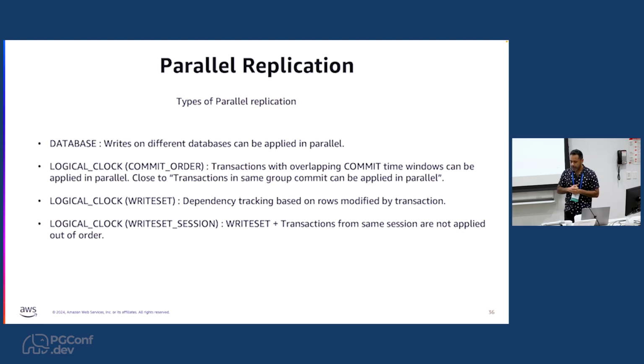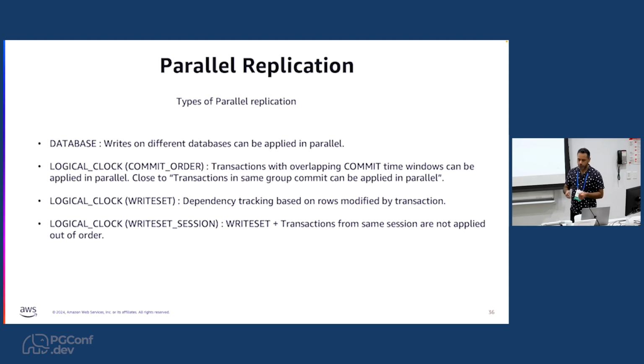What commit order parallel apply does is, for every transaction, there's a commit window. The commit window is the timestamp when the commit started, a logical timestamp, and the timestamp when the commit ended. If two transactions have overlapping commit windows, which means they were committing at the same time, we know they don't have any conflicting locks. They're not modifying or touching the same rows. So what commit order does is try to apply them in parallel.